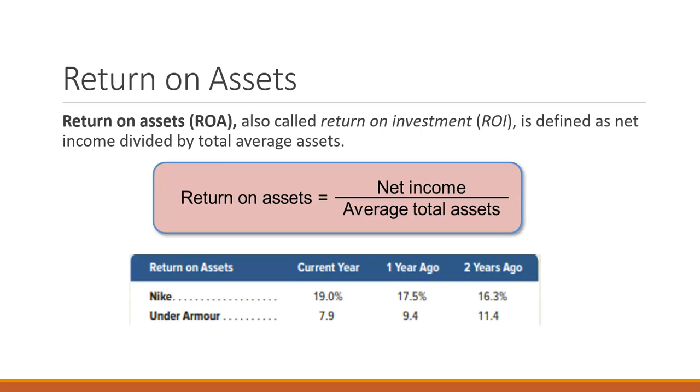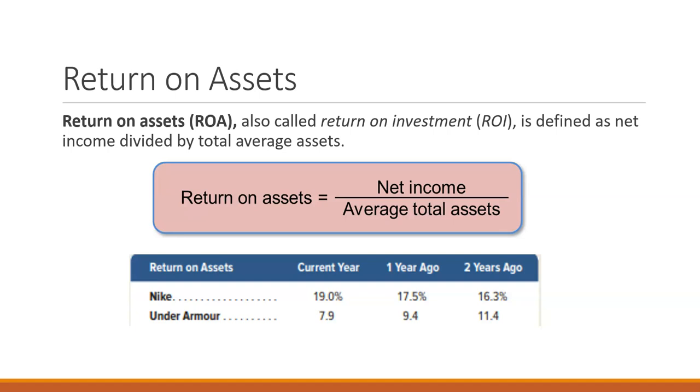Okay, so the first financial ratio at the end of this chapter is return on assets. Return on assets is sometimes also called return on investment. What this is looking for is how well we use assets to generate income. So the things that we own, our properties, our buildings, our equipment, how well are we using that to generate income for the company? The equation for that is return on assets equals net income divided by average total assets.